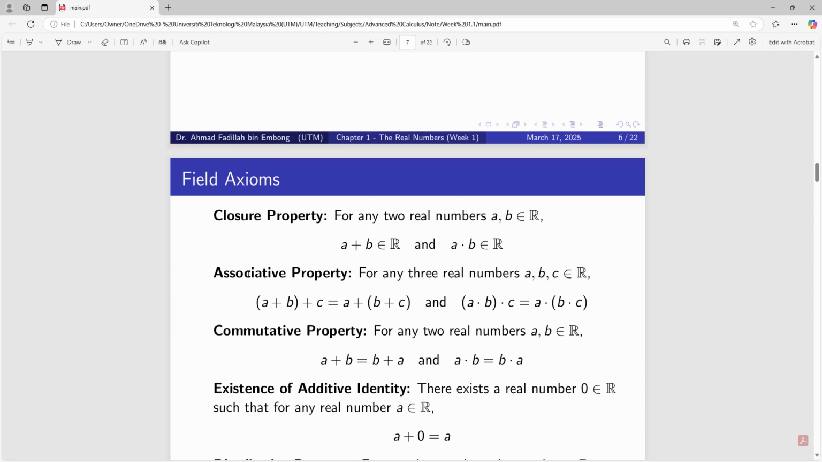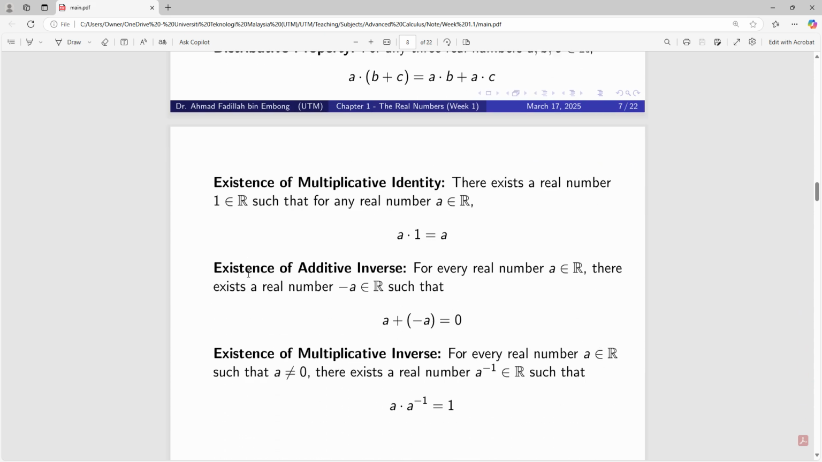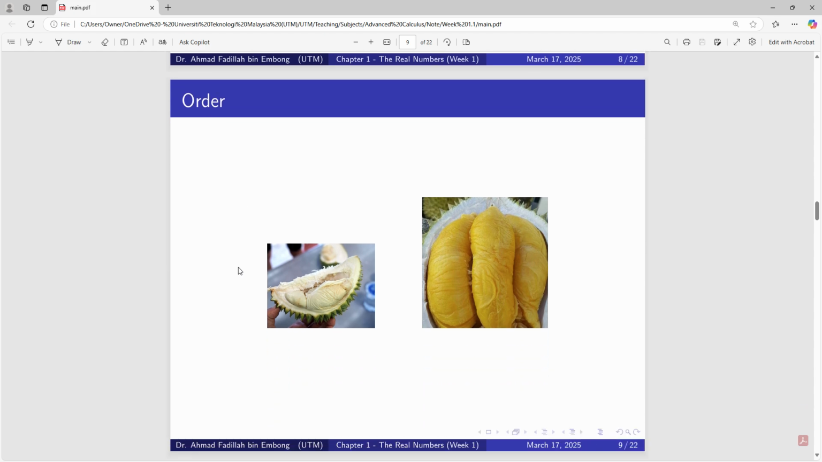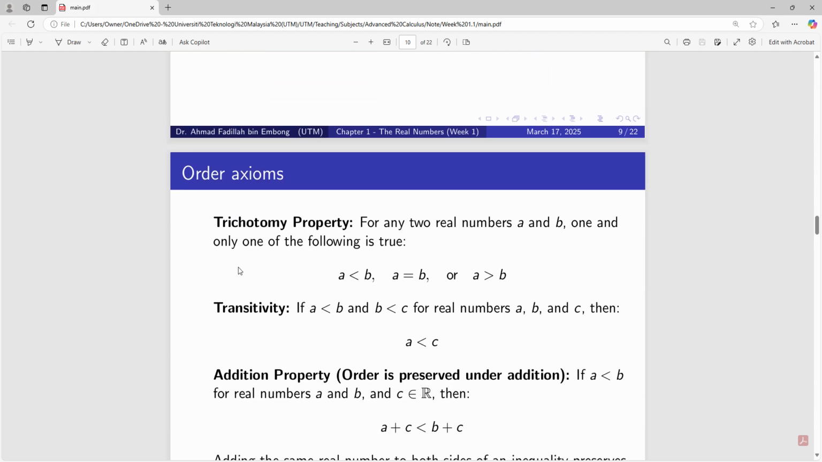Now we are going to look at the second part of the properties of real number, which we call the order axiom. Okay, so let us give an analogy with the durian also. If you take, for example, a durian kampung, and you take another durian, we call this Musang King. Of course, if you ask about the price, the Musang King durian is much pricier compared to the durian kampung. So in that sense, you can order the durian, right? The same thing applies to real numbers. With the elements of real number, you can compare them.